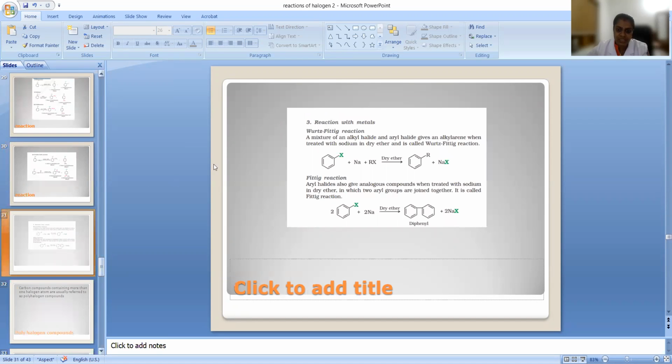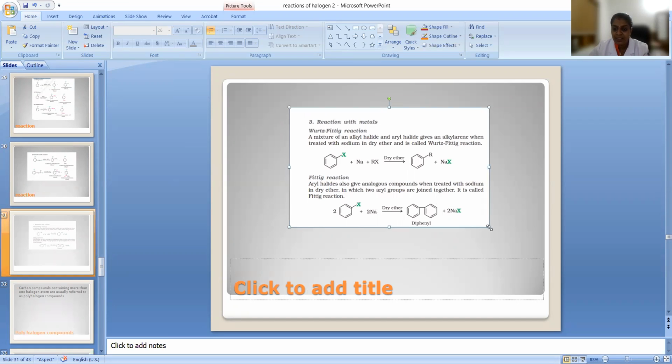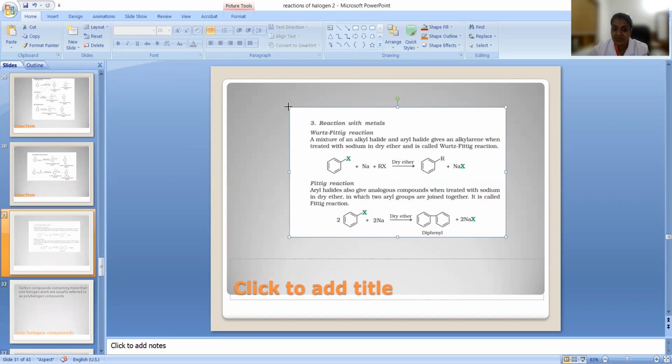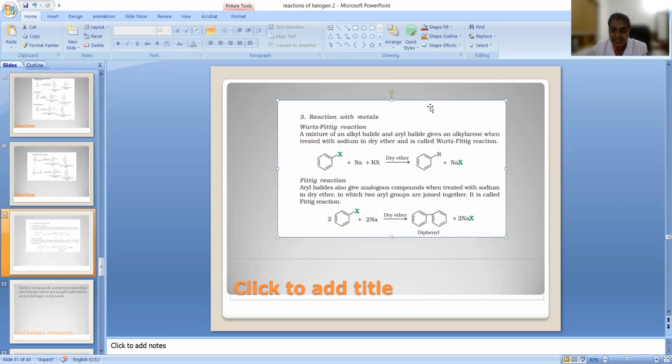Now there are a few reactions. Reaction with metal: Wurtz-Fittig reaction and Fittig reaction. It's actually not in the syllabus, but I am teaching this because we already learned Wurtz, and this is very important for entrance exams and all. So you have to just understand what is the Wurtz, Wurtz-Fittig and Fittig reaction. In the Wurtz reaction, already we learned, it takes place in dry ether. What was the reagent? You remember, I think, we were using 2 alkyl halides, or haloalkanes, and sodium in dry ether.